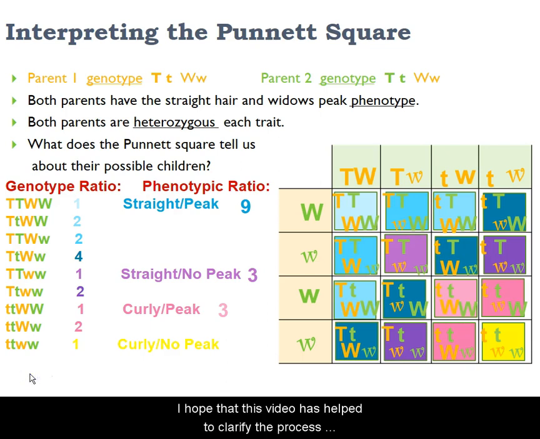I hope this video has helped to clarify the process by which we set up and analyze Punnett squares. After you have watched it a few times on your own, try some of your genetics practice problems. I highly recommend that you use colored pencils to help organize or color code your own squares to better help you visualize and keep track of the information. Soon you will find that doing Punnett squares is no harder than filling out any other type of chart.